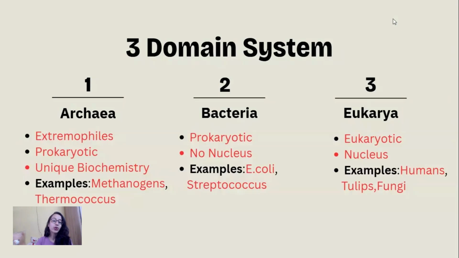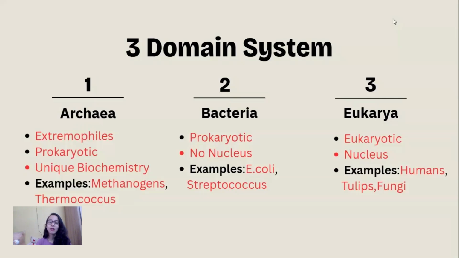They are also known as extremophiles, or the organisms belonging to the archaea domain are extremophilic in nature. That is, they can survive in extreme conditions such as extreme hot, extreme cold, extreme salty, or extreme dry conditions. They are basically prokaryotic in nature and have a unique biochemistry. Examples of archaea domain organisms are methanogens and thermococcus.